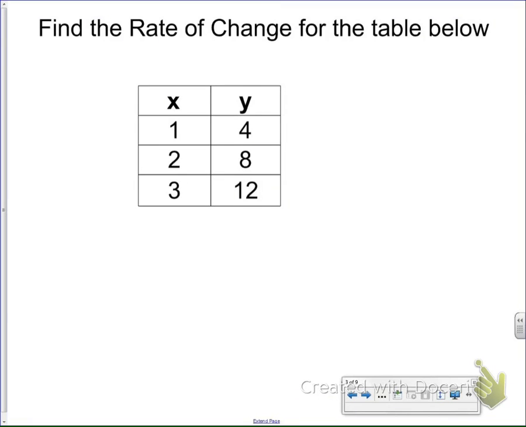Alright, as you're talking about slope this year, you're going to see it in several different forms. Sometimes you'll see it on a graph, sometimes you'll just get points, but sometimes you're going to get a table. So what I want to talk about right now is how to find that slope when you find a table.